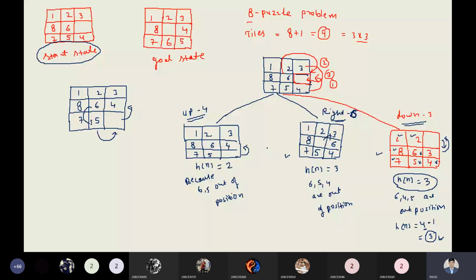What is our objective? The heuristic function should be minimized. So if you are increasing the heuristic function value to 5, 4 or 6, there will be no sense. Our objective is that the heuristic function should be minimized. That is the key.